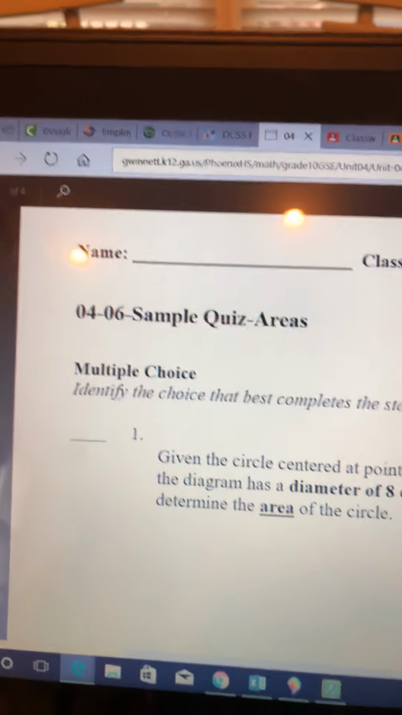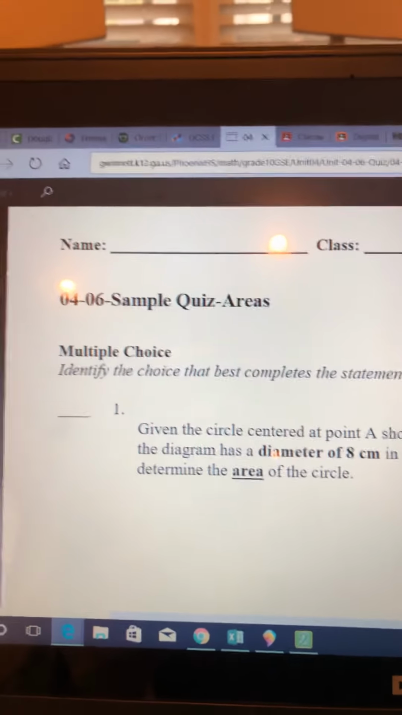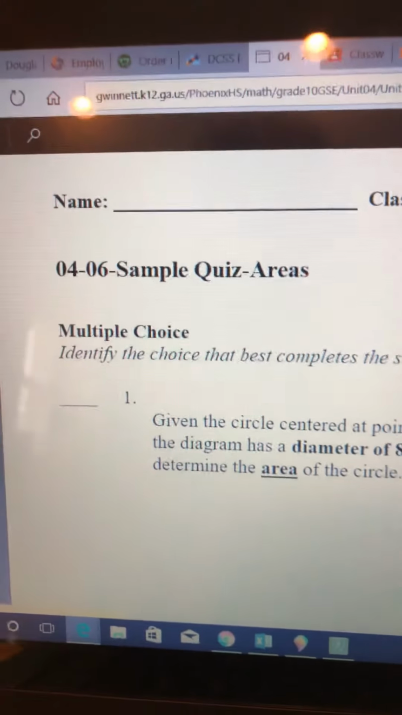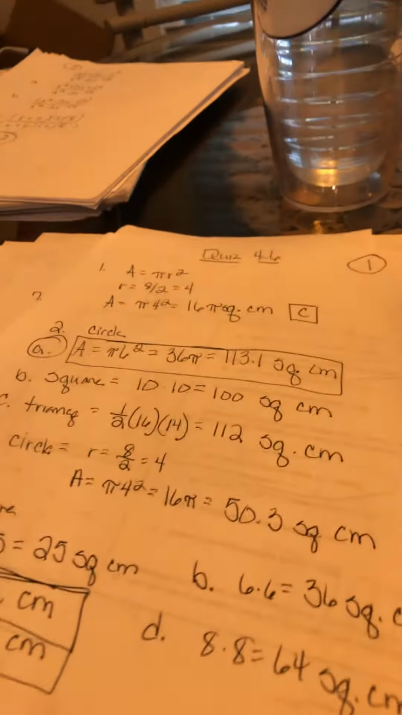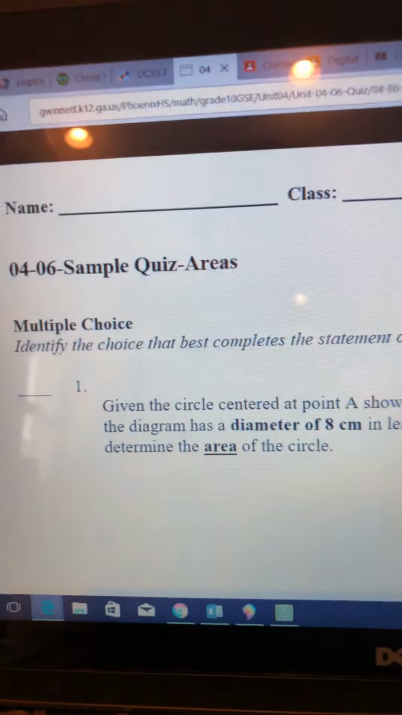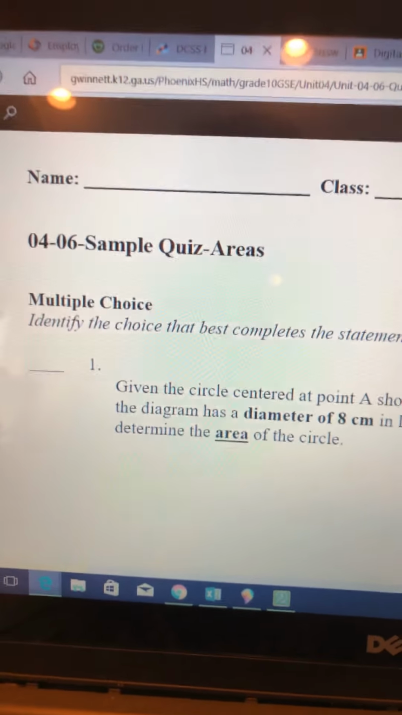I am having issues with my printer today, so hopefully that'll be rectified soon, but I am going to just use my computer. I did write out the solutions here for you. I will also post those for you as well so you can compare those to your answers from yesterday.